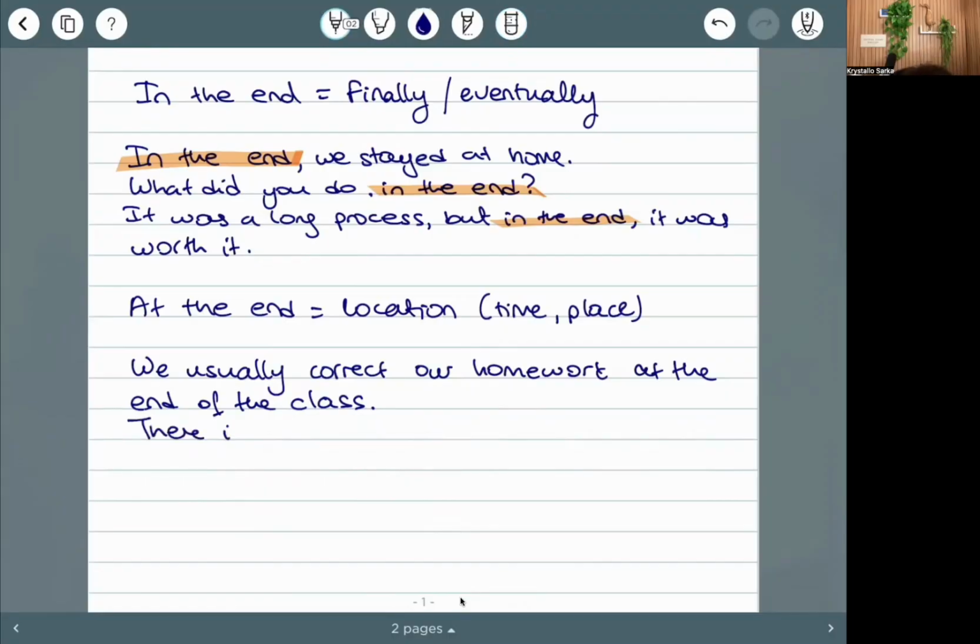Now you see here, I'm talking about "at the end of the class." Now, most of the times when we say "at the end," you also have to explain: it's at the end of the class, at the end of the street, at the end of the book. Another example, there is a cliffhanger at the end of the book. Another example, we usually take holidays at the end of August.